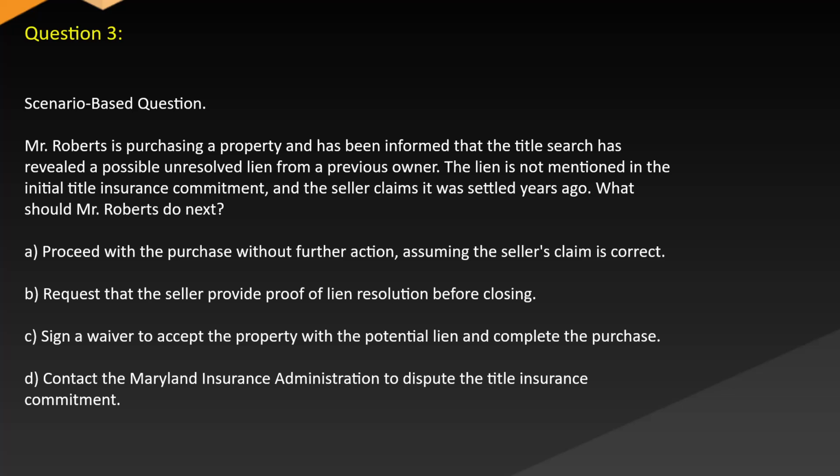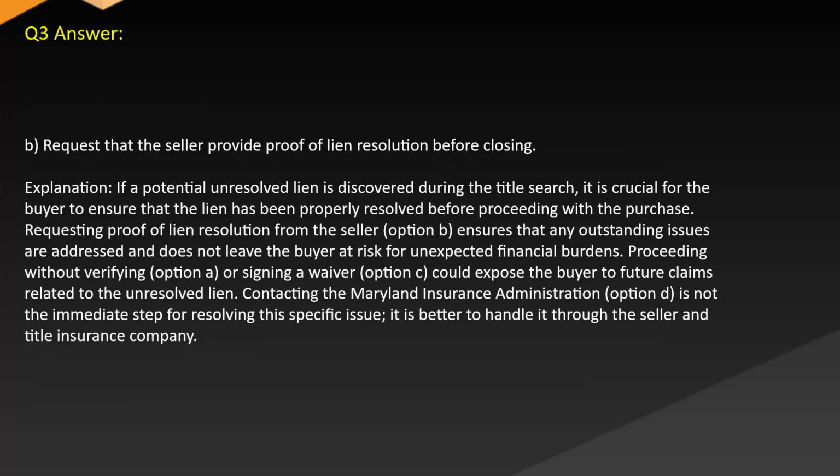B. Request that the seller provide proof of lien resolution before closing. C. Sign a waiver to accept the property with the potential lien and complete the purchase. D. Contact the Maryland Insurance Administration to dispute the title insurance commitment. Answer: B. Request that the seller provide proof of lien resolution before closing.